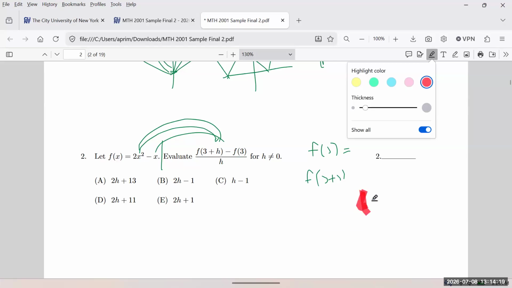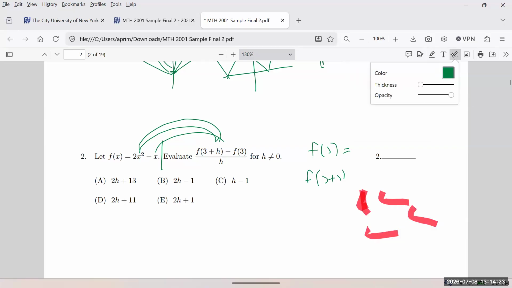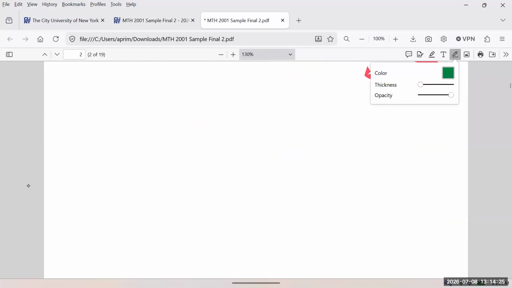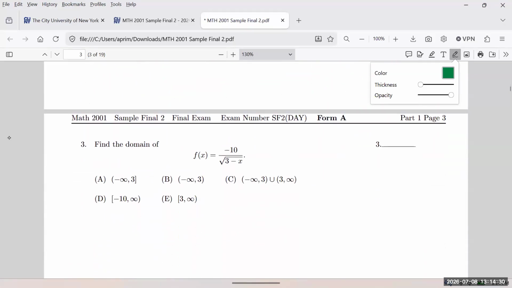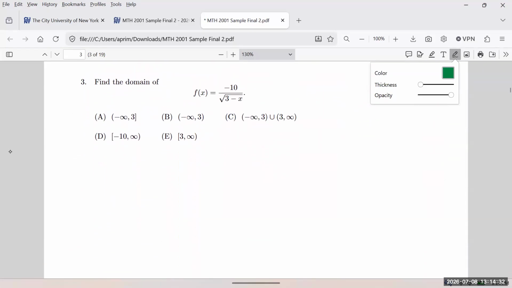Let's see. No, highlighter is even bad. Yeah. Okay. We did it yesterday, so fine. Main.